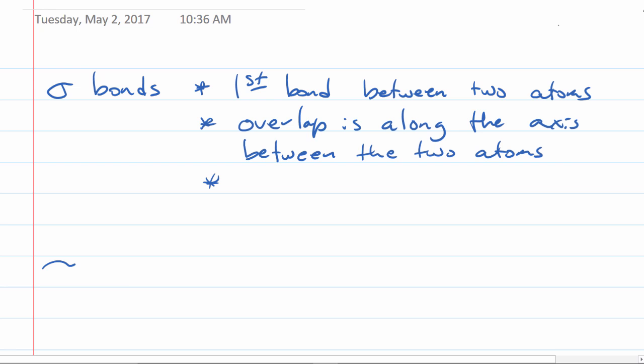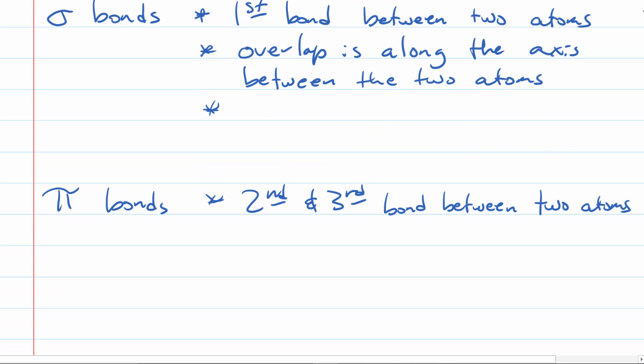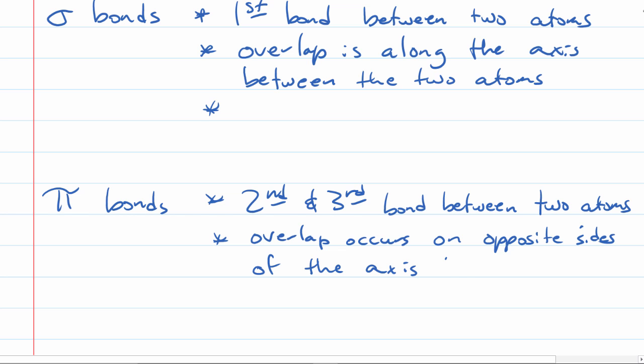And then we're going to look at pi bonds. And pi bonds, these here represent the second and third bond between 2 atoms. And on this one, we say that the overlap occurs on opposite sides of the axis between 2 atoms.